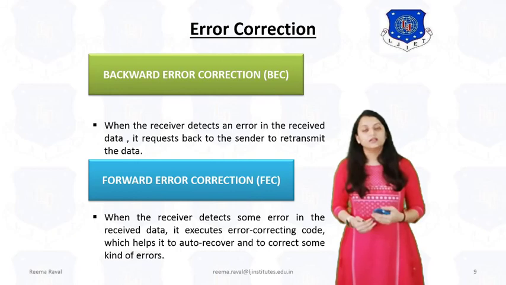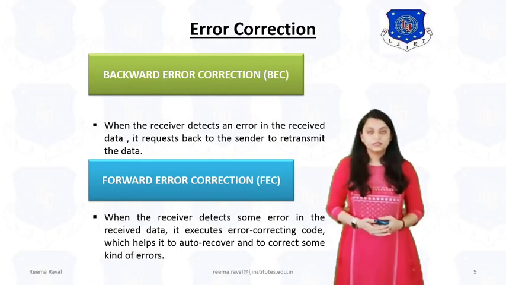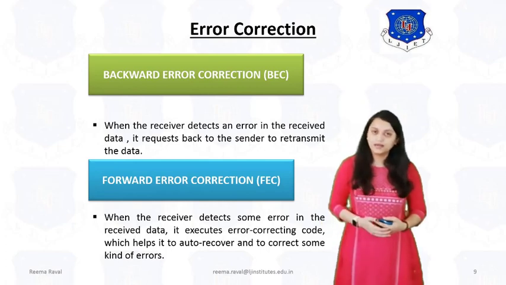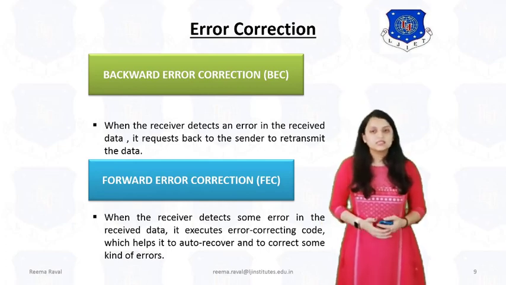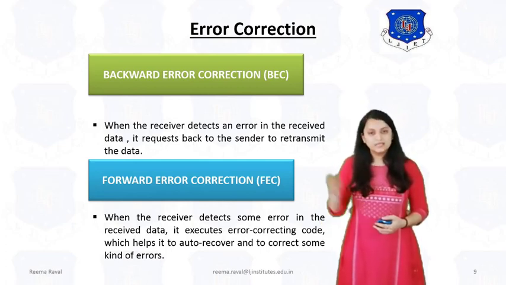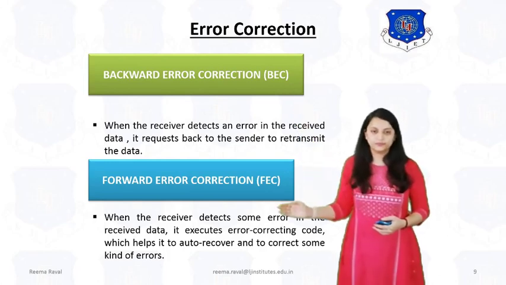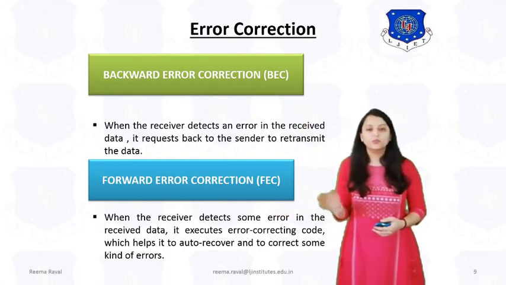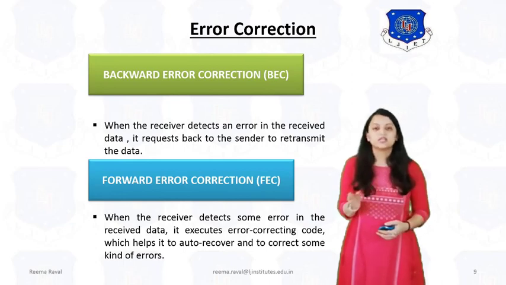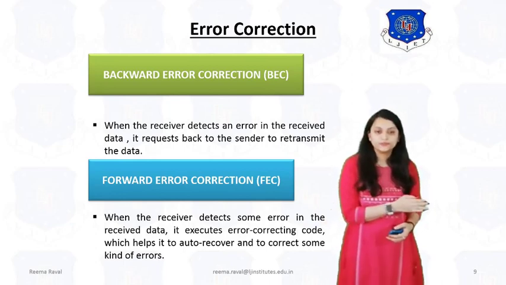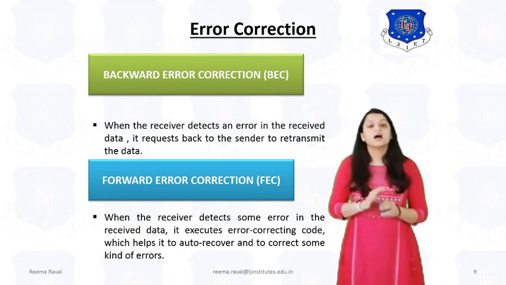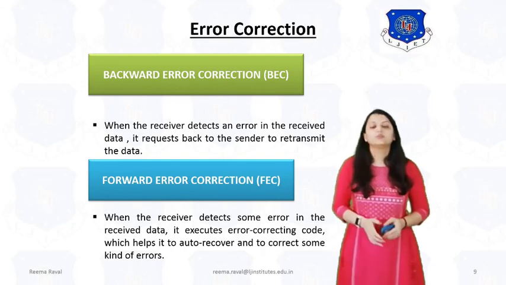Then after that, the error correction method is to be established to detect and correct the errors as well. In this, there are 2 methods, BEC and FEC. BEC stands for backward error correction and FEC stands for forward error correction. Now, FEC methods are widely used and they are more effective.